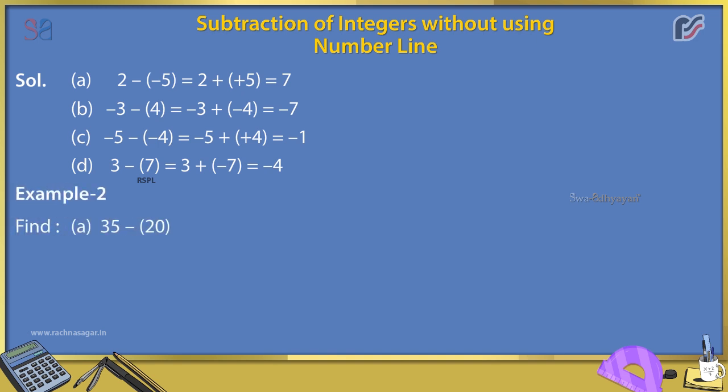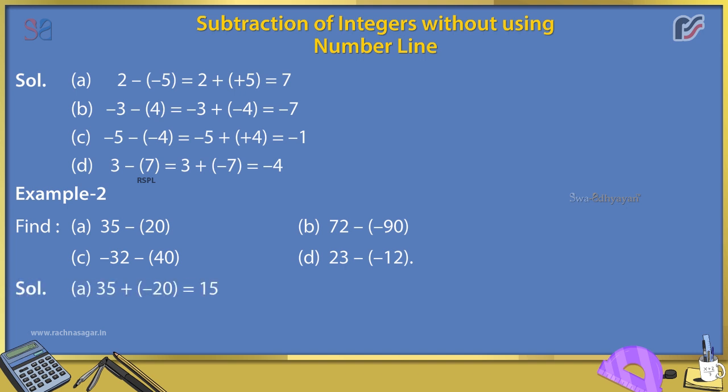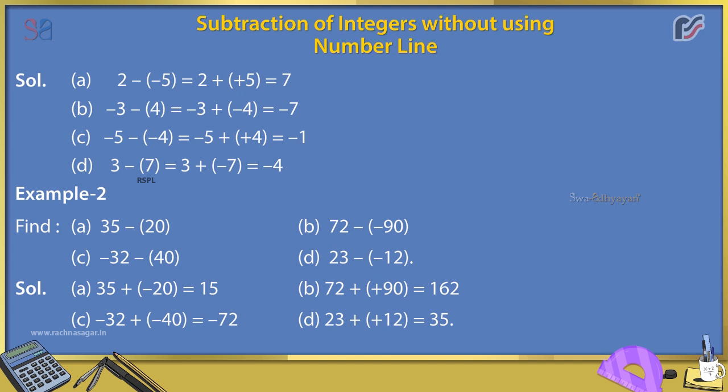Example 2. Find: a. 35 minus (20), b. 72 minus (−90), c. −32 minus (40), d. 23 minus (−12). Solution: a. 35 plus (−20) is equal to 15. b. 72 plus (+90) is equal to 162. c. −32 plus (−40) is equal to −72. d. 23 plus (+12) is equal to 35.